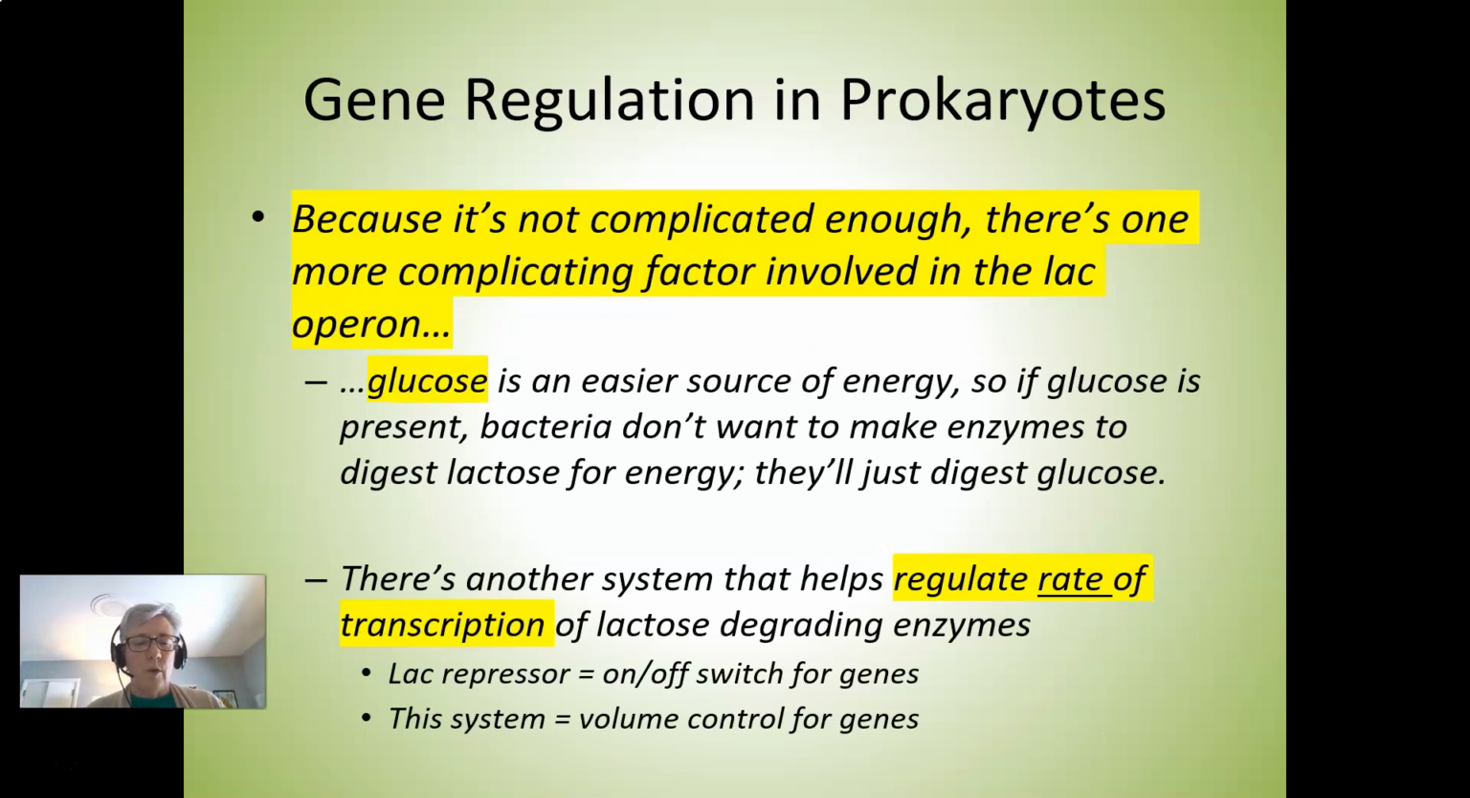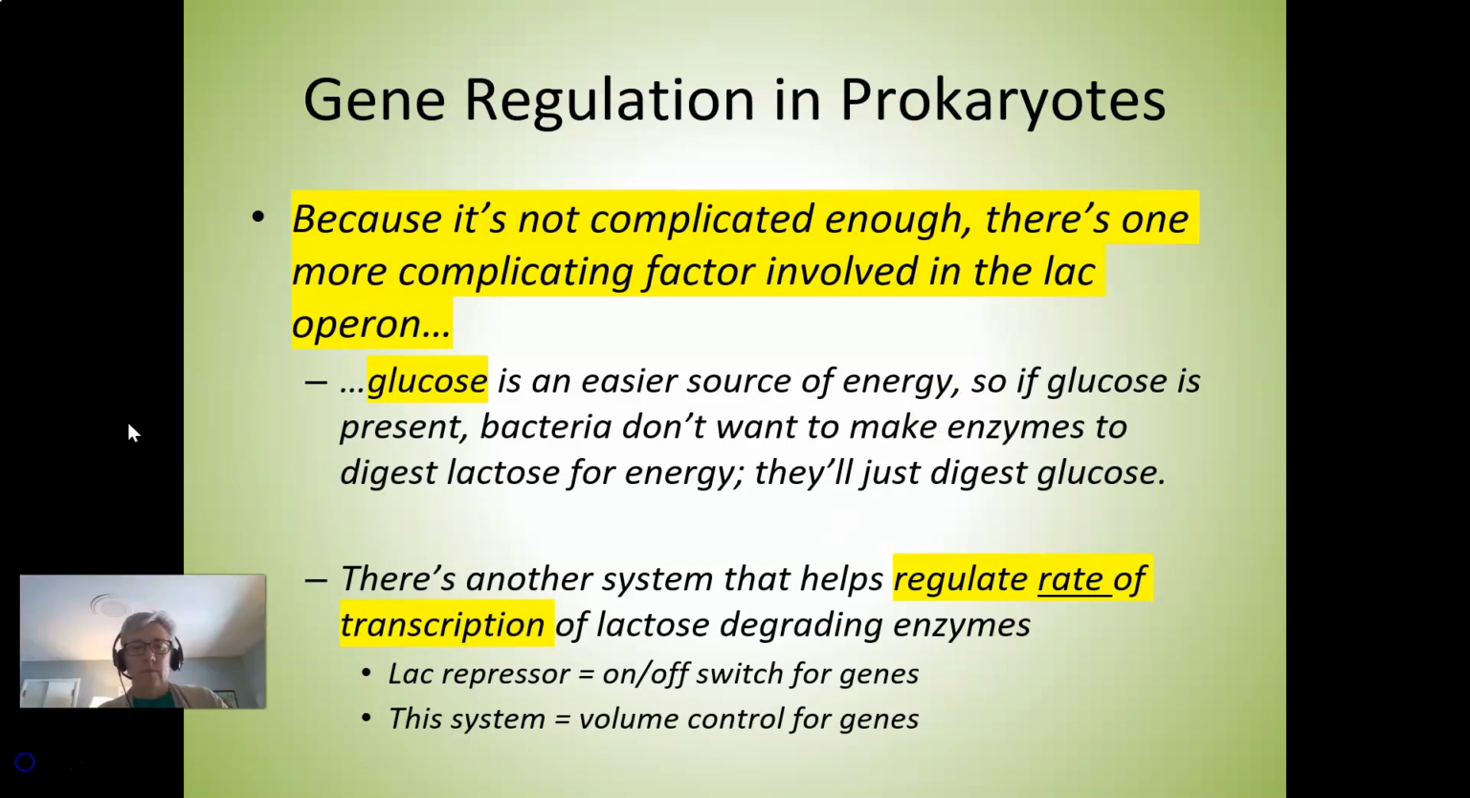All right, and then there's of course another wrinkle in the lac operon system: what about if there's glucose? Okay, because if the cells have glucose, that's a lot easier for them to use. All right, glucose is a monosaccharide and lactose is a disaccharide. So if the bacteria have glucose, they're going to prefer to use glucose. It's going to be easier to do.